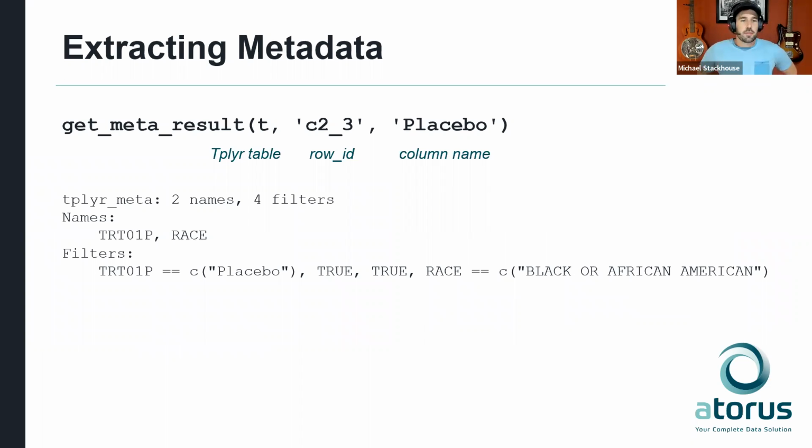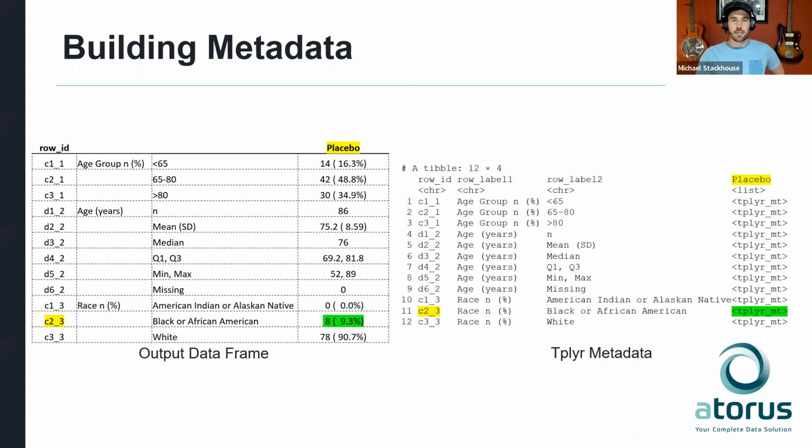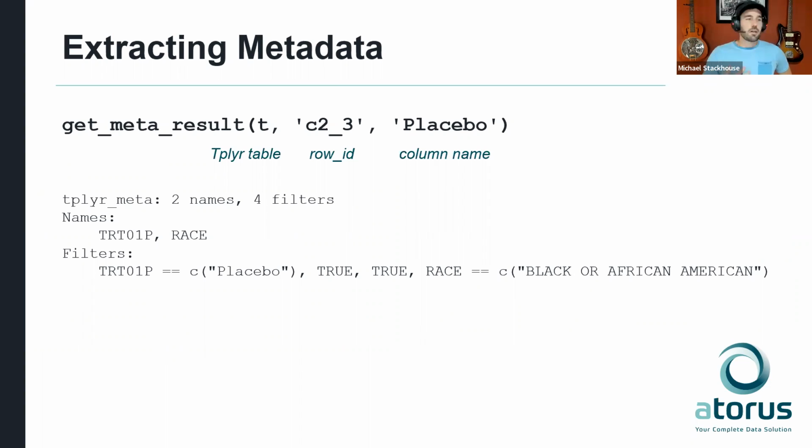So get_meta_result is a new function that we've introduced to allow you to do that talking. So if we go back to this picture, we have these things, the row ID, we have the column, and we want to get back the Tplyr meta object. Well, I didn't want you to have to think about that much. Just an understanding of the structure to look at what result you're trying to pinpoint on your table itself.